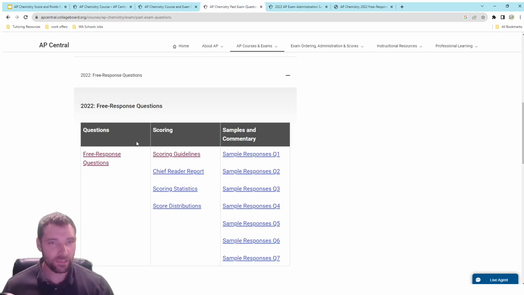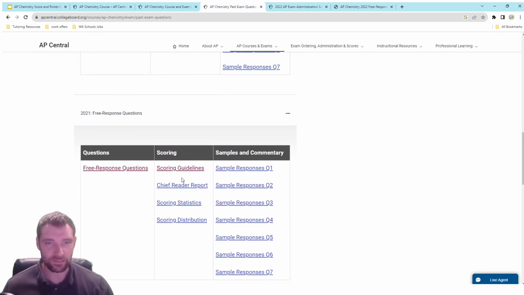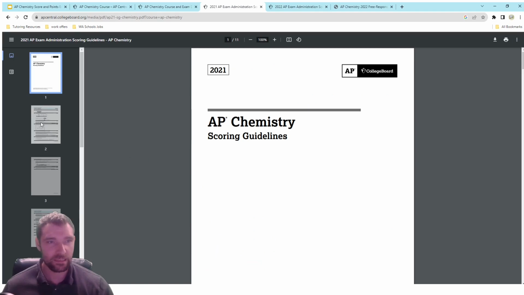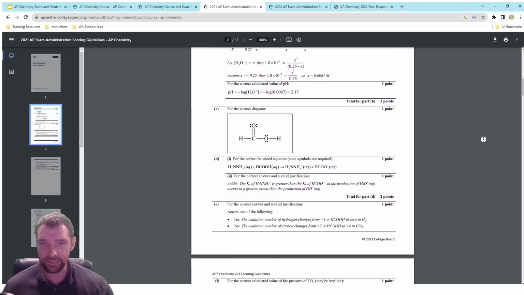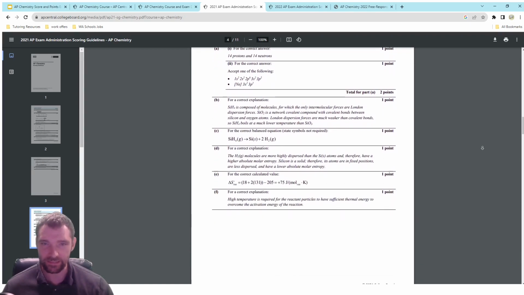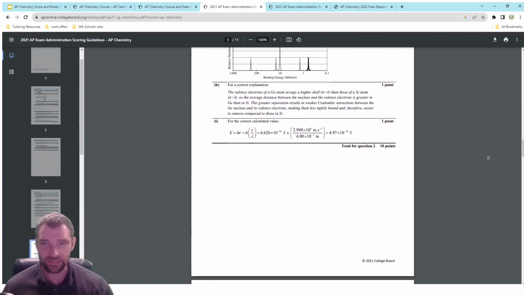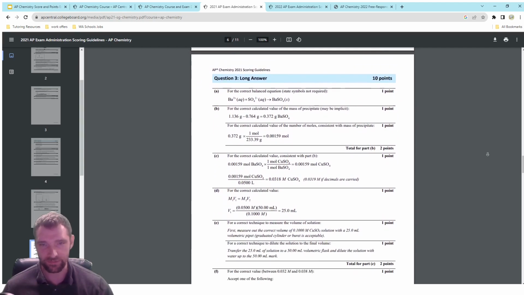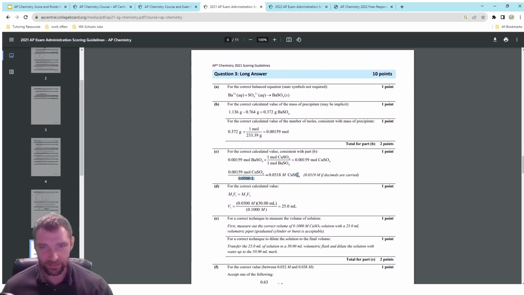But there's something that I think is on the 2021 exam. I've seen this one thing with sig figs. It's important to clarify that sometimes they'll take different answers, and it has to do with our sig fig rules. Yes, right here. You can see they're saying that you could get the 0.0319 molar if you carried the decimals.